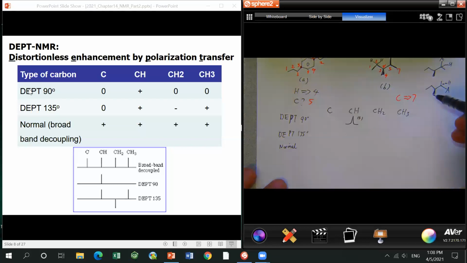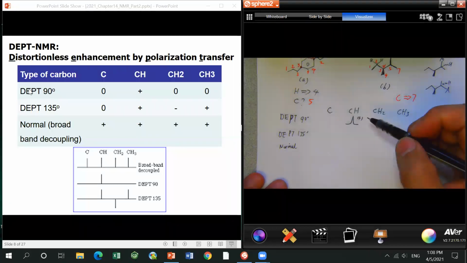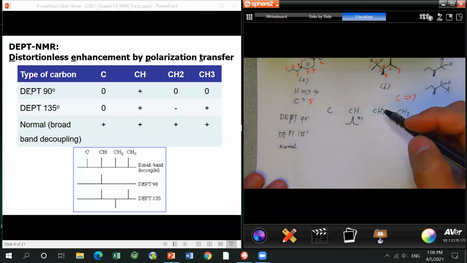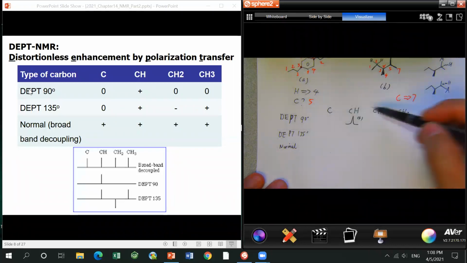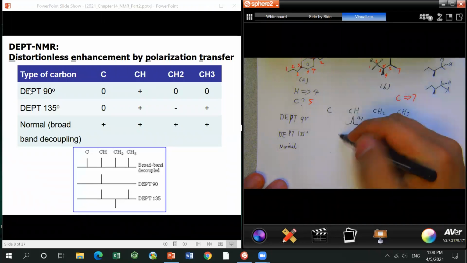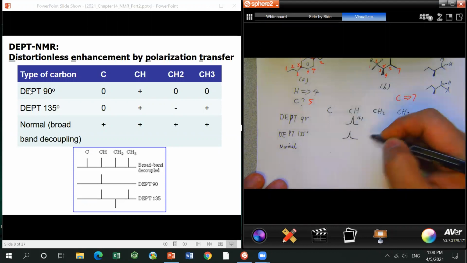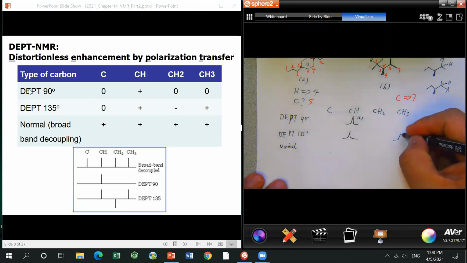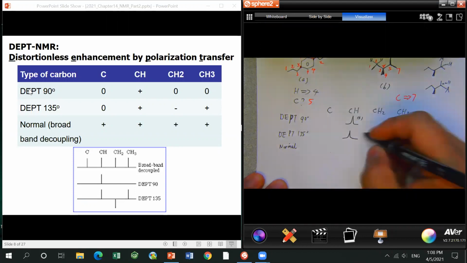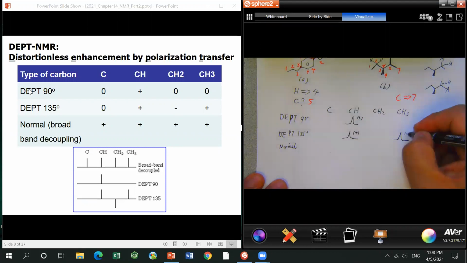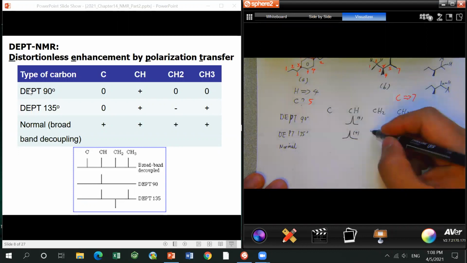All right, and then for the DEPT 135, it gets more complicated, okay. You can see a positive signal for both CH and CH3, the tertiary carbon and also the primary carbon. These two will show a positive signal. And then for CH2, the secondary carbon, you will see a negative signal, okay.